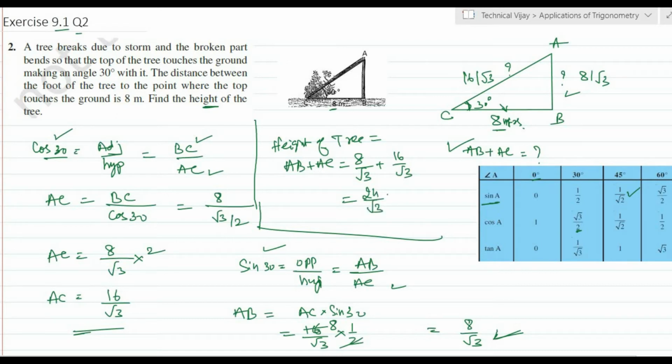So here we can multiply and divide by root 3. So what happens? Root 3 into root 3 will be equal to 3. So this is 24 root 3 divided by 3. So 3 8s are 24, so the answer will be 8 root 3. The height of the tree, that is AB plus AC, is equal to 8 root 3. This is the answer. This is the height of the tree.